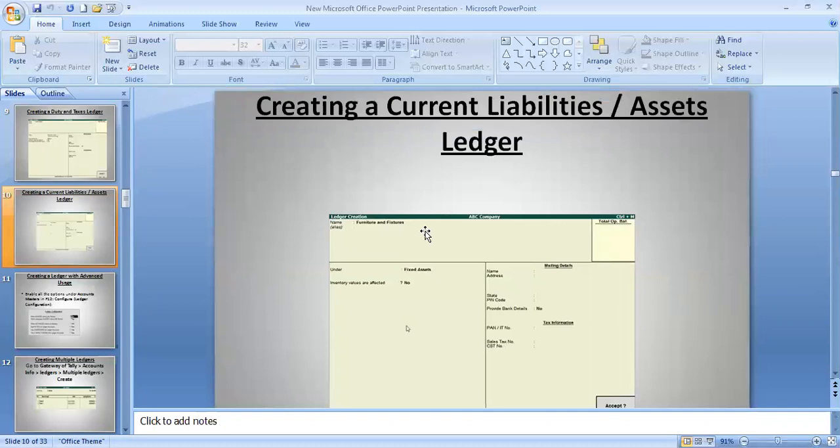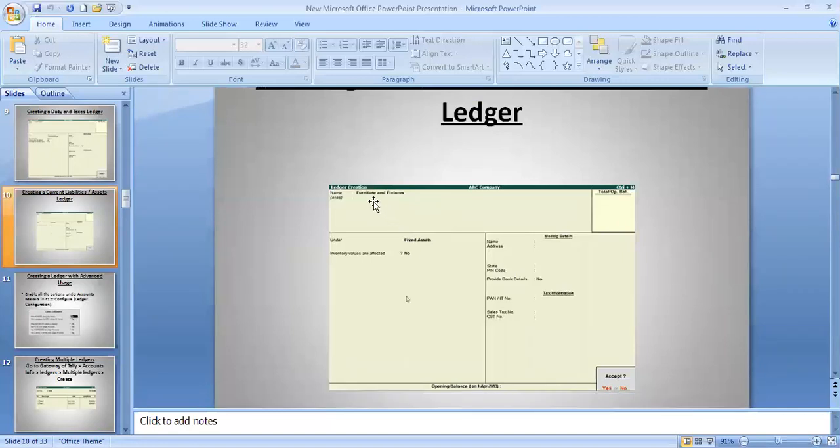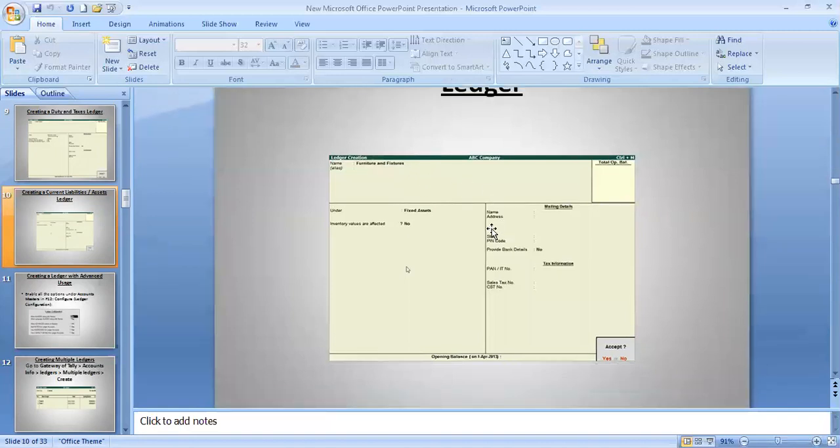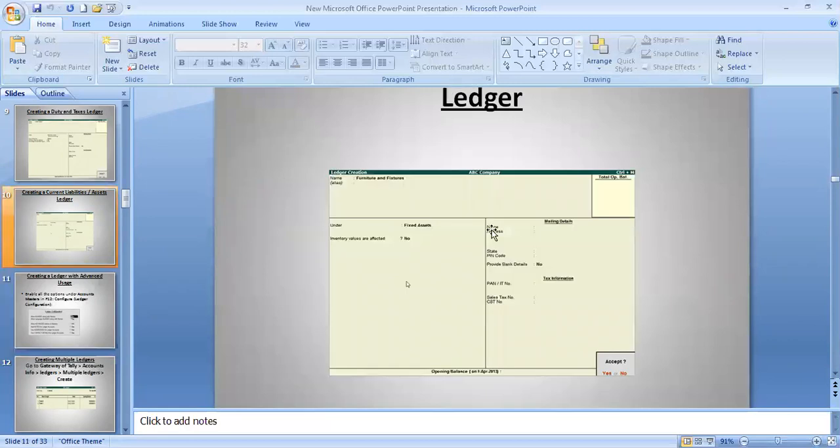So a current liability may be creditors or bills payable. It may be outstanding expenses. All that appears as a current liability, a balance sheet item. Now there is one more entry, that is furniture and fixtures. Furniture and fixtures fall below the group fixed assets. If the company is moving on with inventory transactions, then inventory values will be affected. Otherwise, it will not be affected. So you can either give yes or no for transacting it.